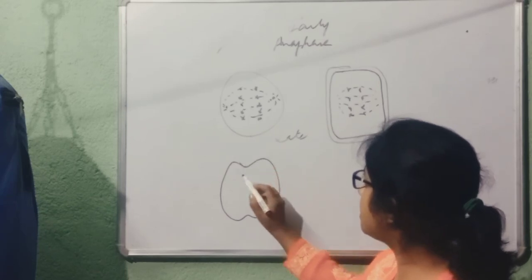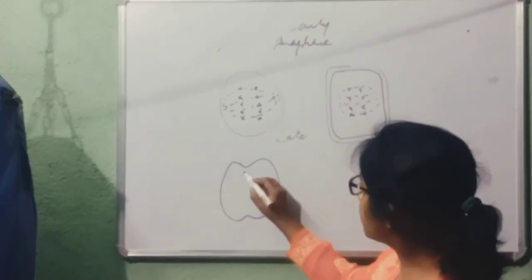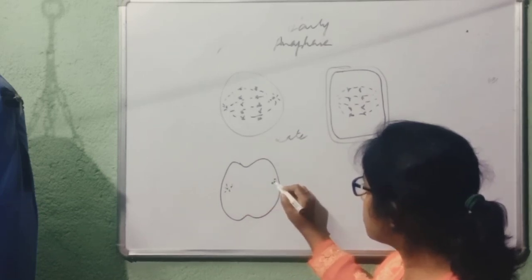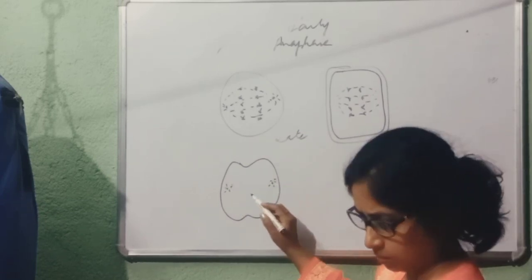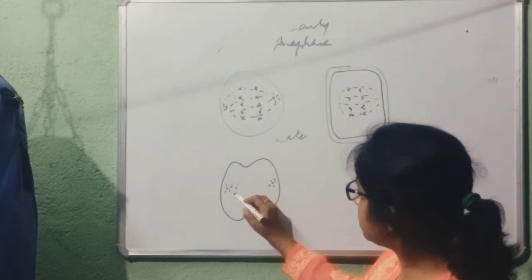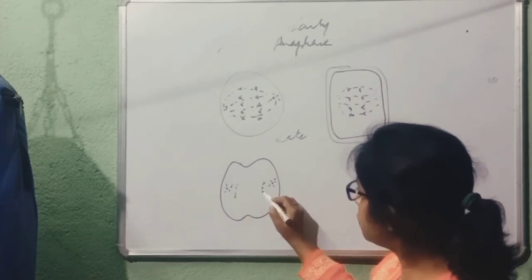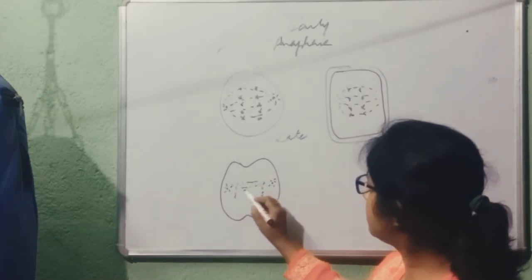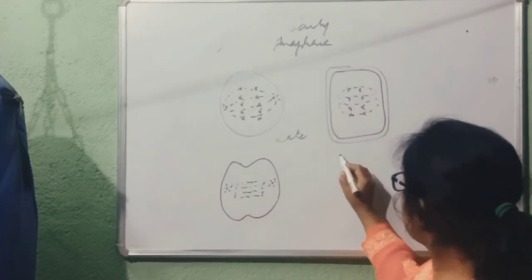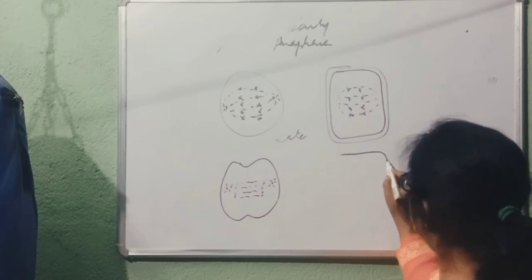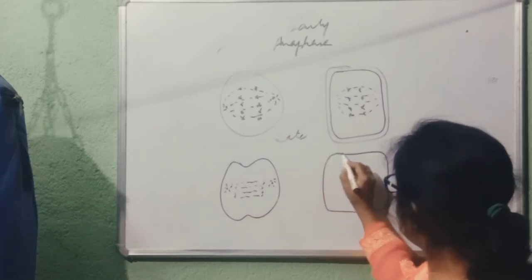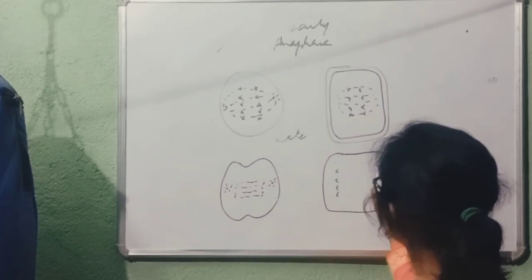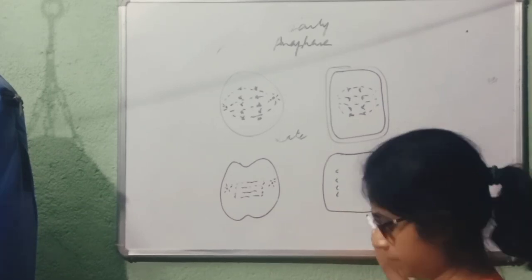That means now the cell is going to be ready for the splitting up. Look, the centrioles are there. See how the chromosomes now move towards the pole. In plants as well, they are moving apart. They are moving towards the pole, apart from each other.